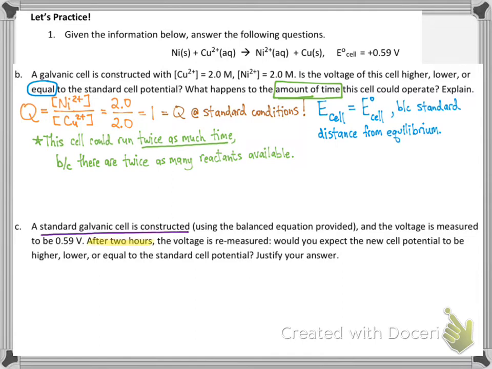Okay, this time they're making a standard cell. However, they let it run for 2 hours and then re-measure the voltage. Oops. Hopefully you realized that that means that we are going to now have a cell potential that is lower than the standard. Why? Well, as it runs, reactants are used up and products are formed, bringing the cell closer to equilibrium, so the voltage goes down.